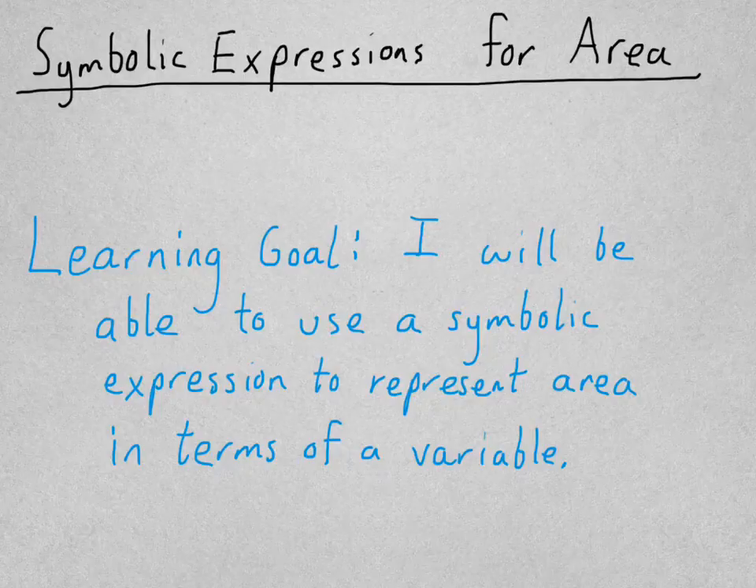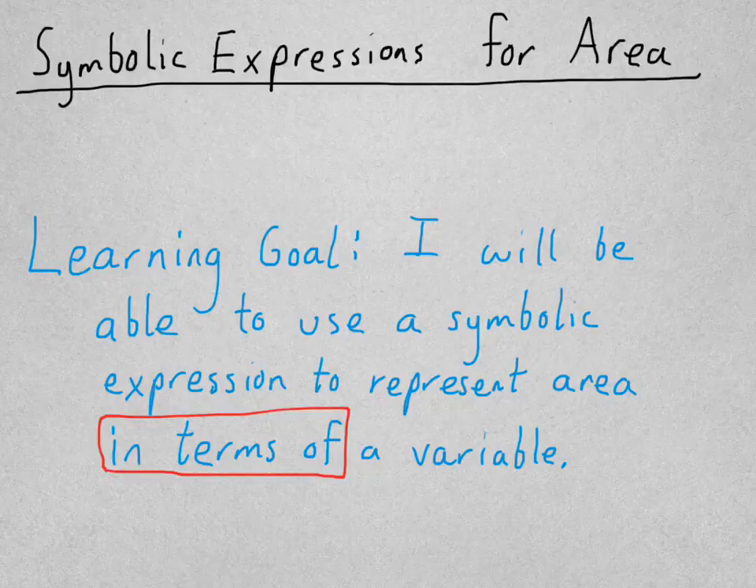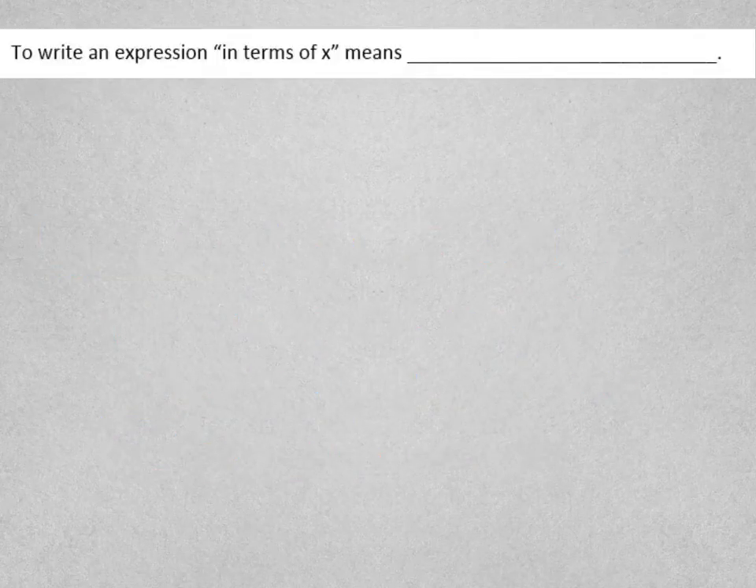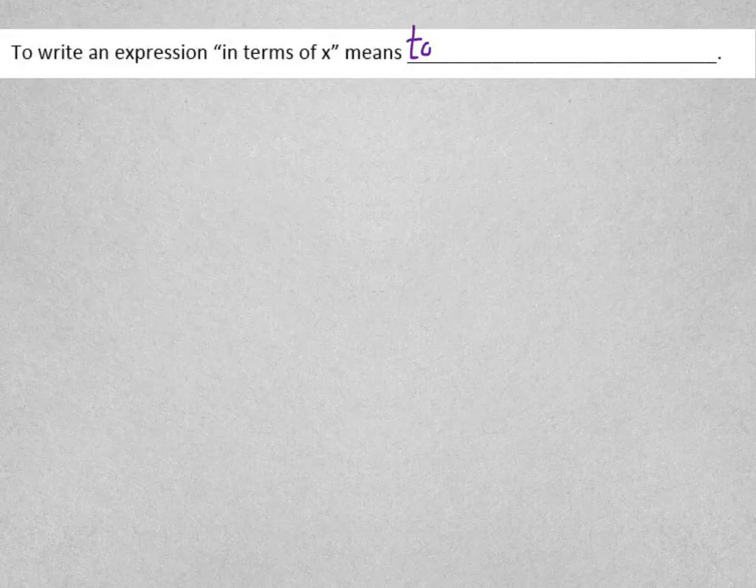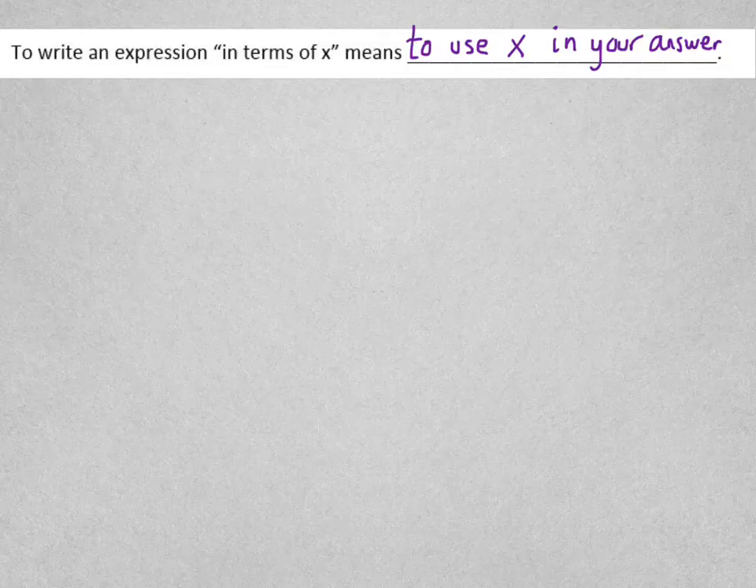Now this phrase "in terms of" is very important. I don't know how much you've seen that before this, but I want to talk about it because it pops up. So, to write an expression in terms of x means that you are going to use x in your answer. Okay? So, let's take a look at this first problem, and we're going to have x in our answer.